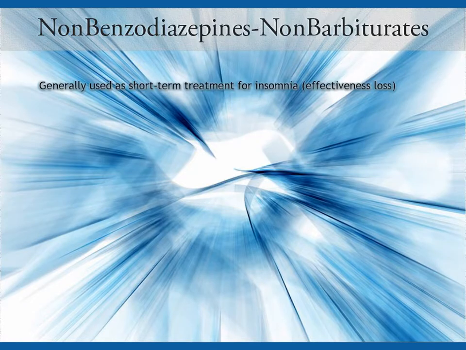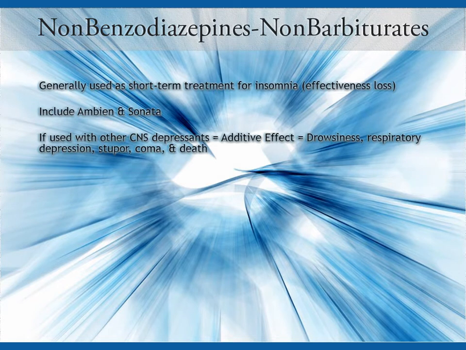Drugs in the non-benzodiazepine, non-barbiturate class are generally used as hypnotics only for short-term use of simple insomnia because they lose their effectiveness by the end of the second week. They include drugs such as Ambien and Sonata. When used with other central nervous system depressants, they can cause an additive effect resulting in drowsiness, respiratory depression, stupor, coma, and death. Taking Ambien and Sonata with meals can delay the onset of sleep.